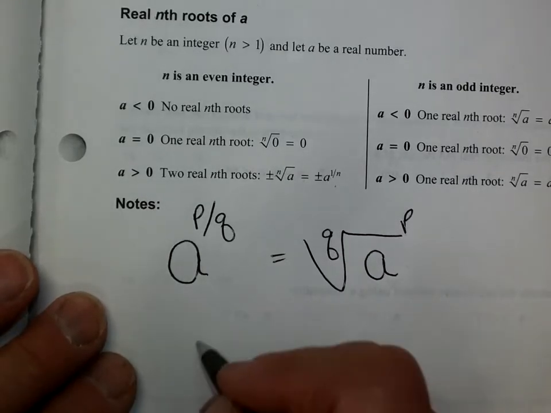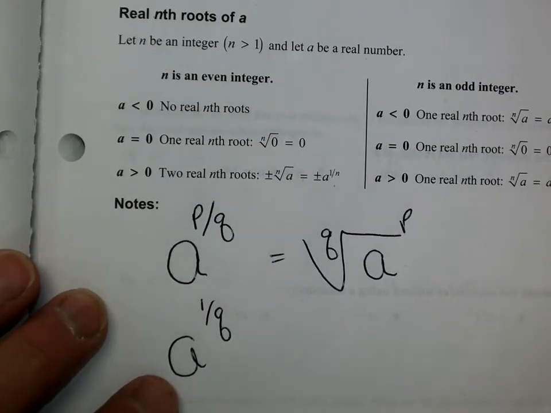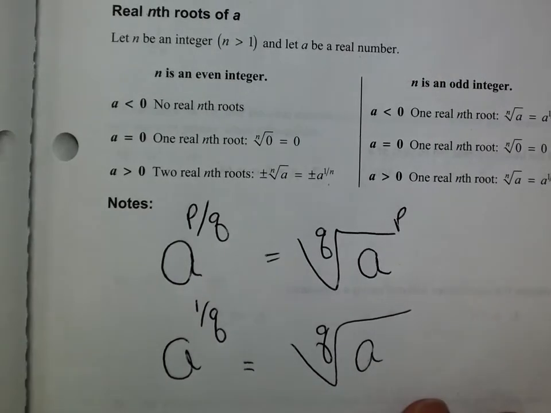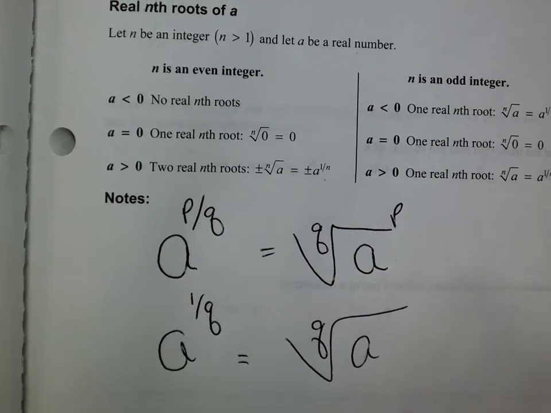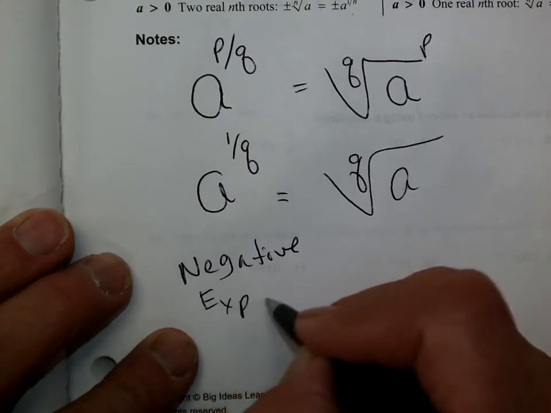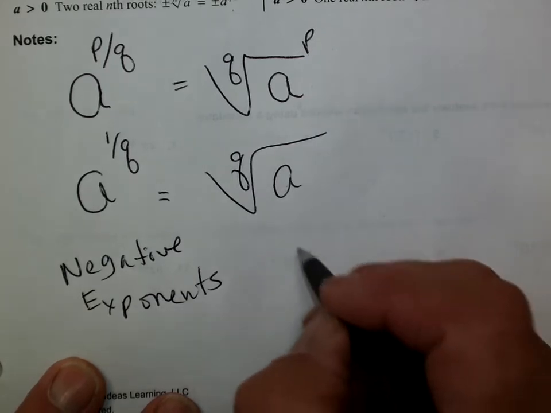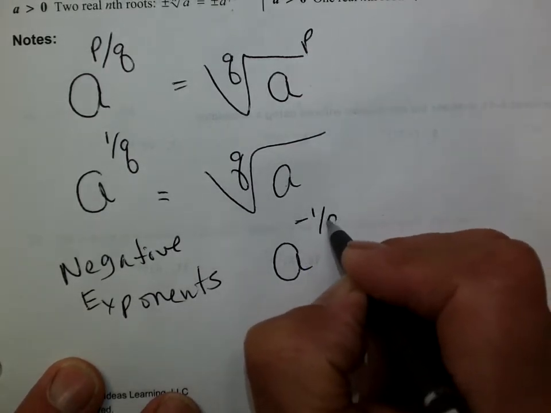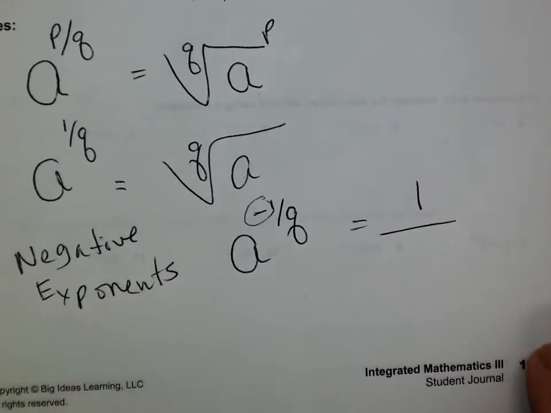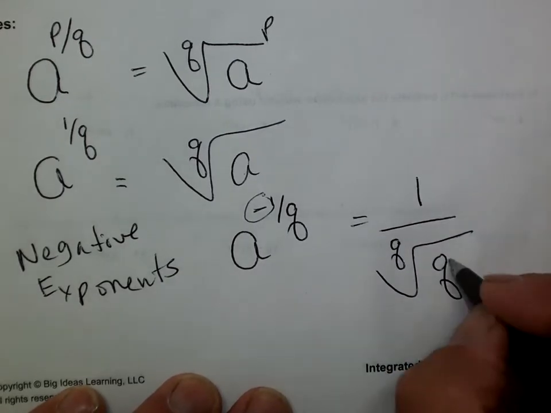Okay. If it is just some number to the 1 over Q, then it's just going to be that root. It's just going to be the root of whatever it is, to the 1 power. You don't need the 1 power, okay? And finally, one last thing that we haven't seen for a while, and that's negative exponents, okay? Write this down. If you have a negative exponent, it's going to be 1 over. So, example, if I have a to the negative 1 over q, negative exponents is going to be 1 over. Remember, if they're in the wrong place, we have to move them, right? It's just going to be 1 over the root. Oh, that's supposed to be an A. My bad. It's an A.